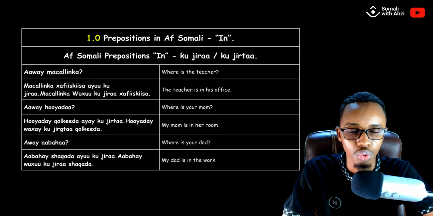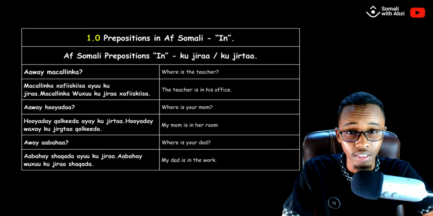So, let me go back and explain each one step by step. In Af Somali, if you're going to say where is or where are, you can just say away. But if you mean where is, like as a place, like where's the school, we can't use away. We should use halkee waaye or xagee waaye or intee waaye. This case, where is, it's only for people.